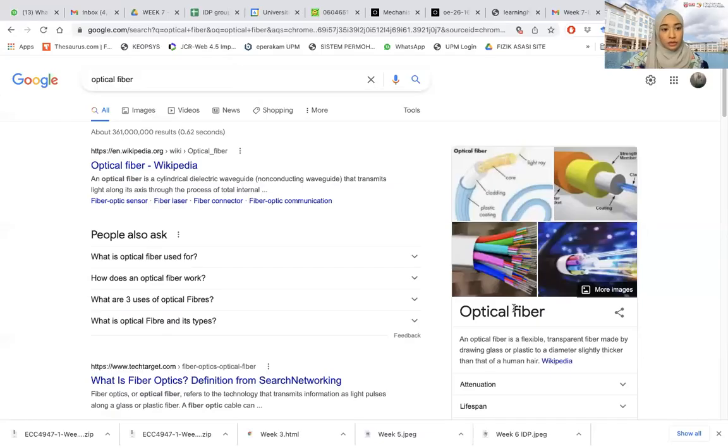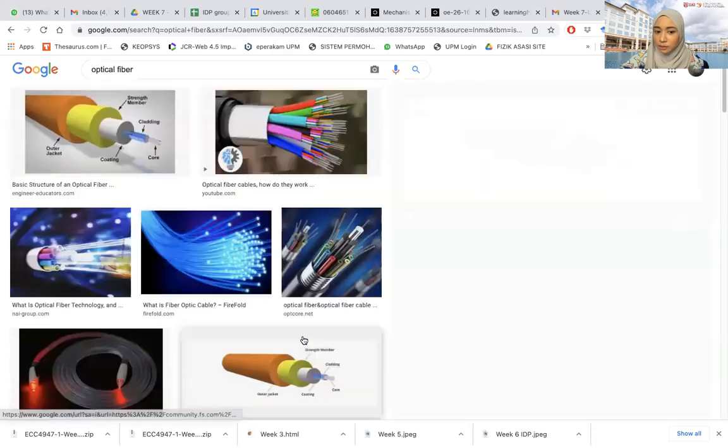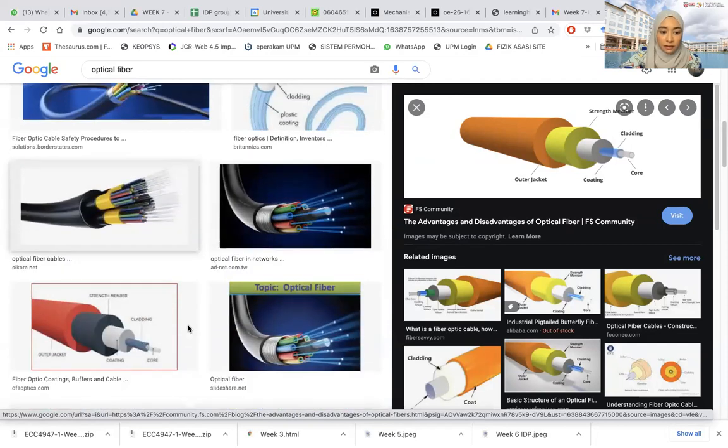Share my screen. Okay, it's here. So this is an optical fiber. Let me pick one image. It doesn't look really small, right? But it's actually as thin as a hair, if you don't know. Sometimes it can be thicker, but typically it's as thin as a hair. It's super thin, very, very thin, and it is made out of glass. So this is how it looks.